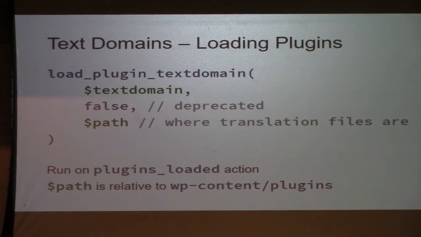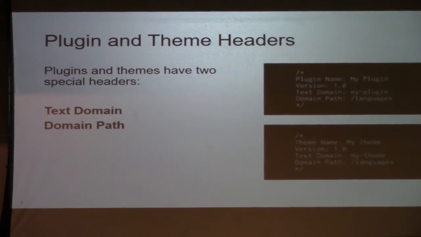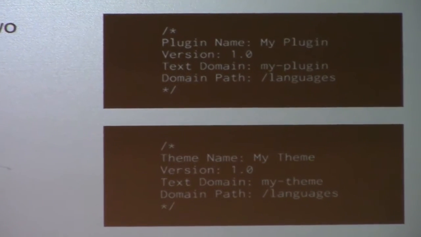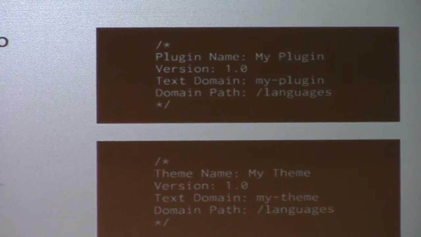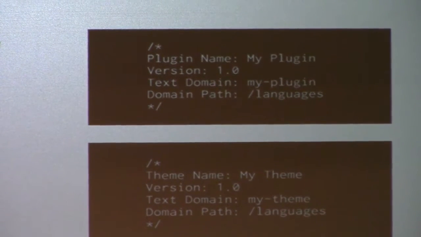So after you've loaded your theme text domain or your plugin text domain, you need to also add a couple of new headers to your header comment. Those are, respectively, Text Domain and Domain Path. The text domain is your text domain, and the domain path is relative to your actual theme or plugin. I don't make these rules, but once you understand them, they're a lot easier to work with.